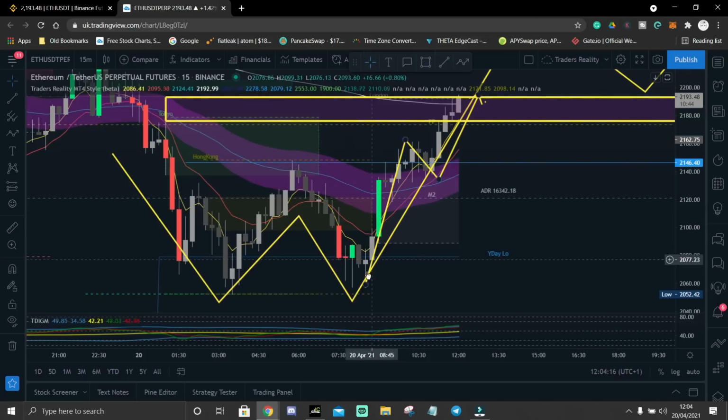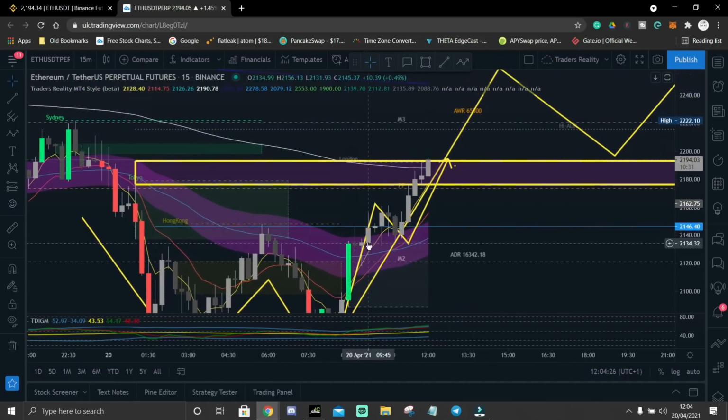But what do you see? Pin to the low, pin to the low, pin to the low. Three is a magic number. And then what happens? Shift out of the zone. Price comes up from the 50 EMA, confirms it, pulls back, continuation to the upside, pattern is formed.